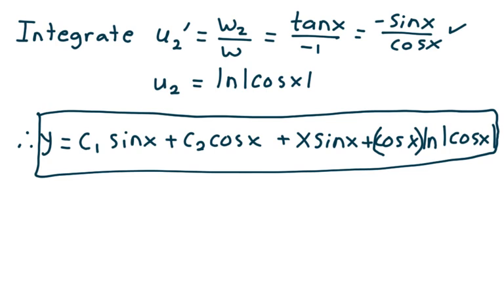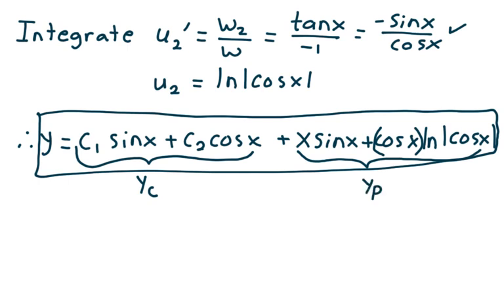And we're done. So my y is equal to c1 sine of x plus c2 cosine x plus x sine x plus cosine x natural log of the absolute value of cosine x. And so, in other words, these first two terms happen to be the complementary solution. The second two terms happen to be the particular solution.